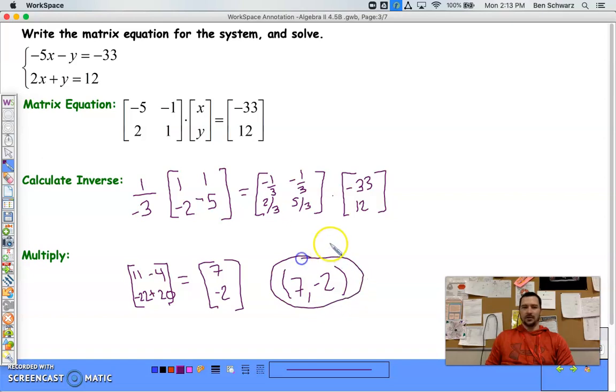And if you want, you can always check it, right? Plug in 7: 7 times negative 5 minus negative 2 is negative 33. That works. 2 times 7, 14, plus negative 2 is 12. That one works as well.